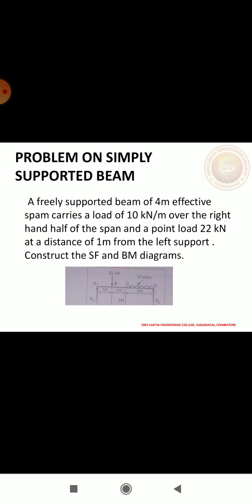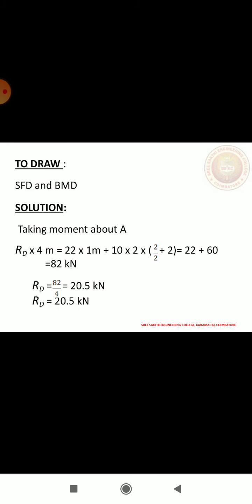Before going into the problem, we have to know the difference between a fixed beam and a simply supported beam. In a fixed beam, both ends are fixed, so there will not be any moment at the ends. But in a simply supported beam, both ends only have supports, which are free to rotate and have no moment resistance, because they are not actually fixed.